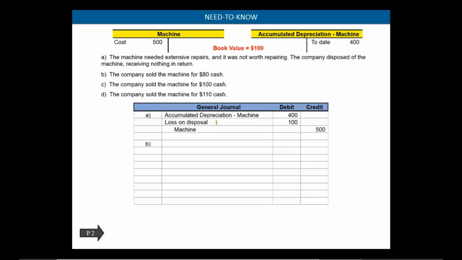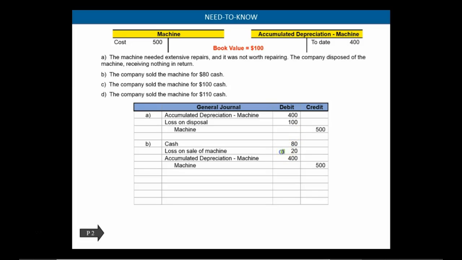Okay, B, the company sold the machine. So now we got some cash for it. Same thing, but now we got cash. Cash is an asset. We're going to make it go up, so we're going to debit cash. We're still going to get rid of the machine. So the 500 needs to go off the books. The accumulated depreciation needs to go off the books, just like we did up here. We know cash is a debit balance. Once we get those accounts in there, we can see what the plug is. What do we need in order to make the debits equal the credits? We need a loss again of only $20 this time.